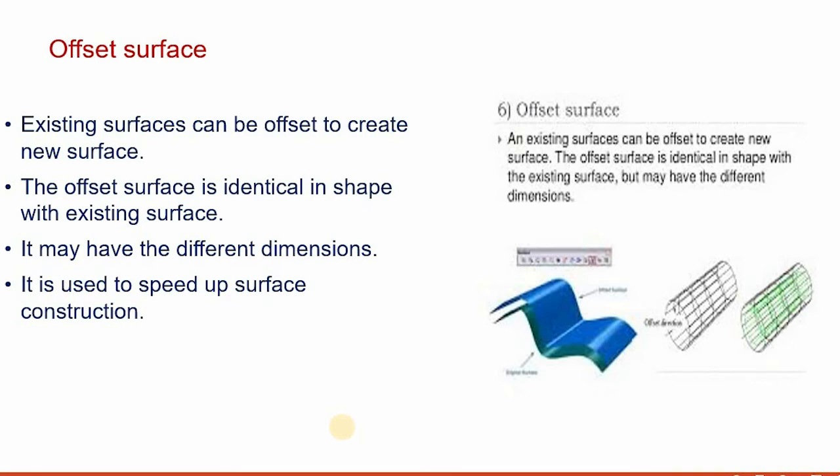Another one is the offset surface. An existing surface can be offset to create a new surface. The offset surface has an identical shape to the existing surface, but it may have different dimensions. It may be used to speed up surface construction. This image shows the offset surface: an existing surface can be offset to create the new surface.